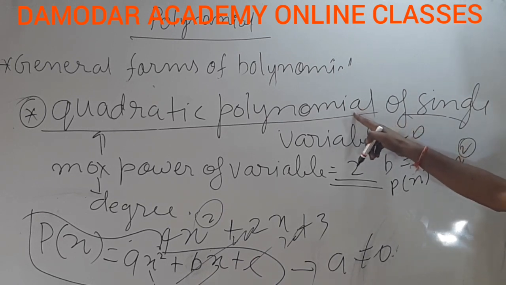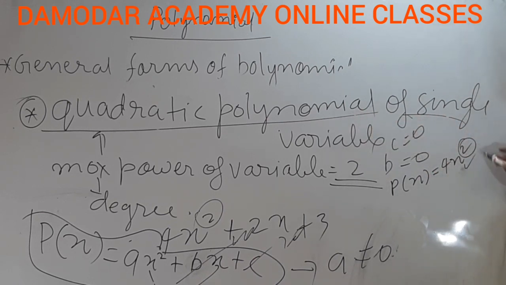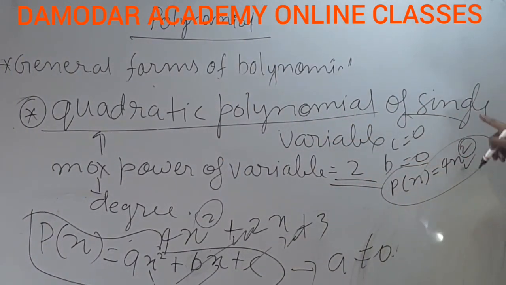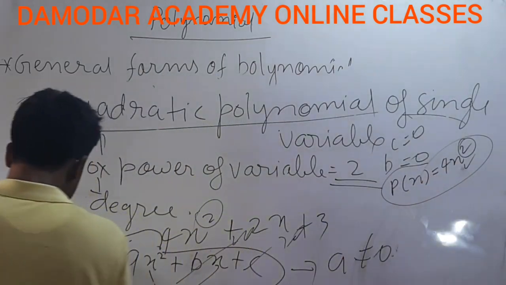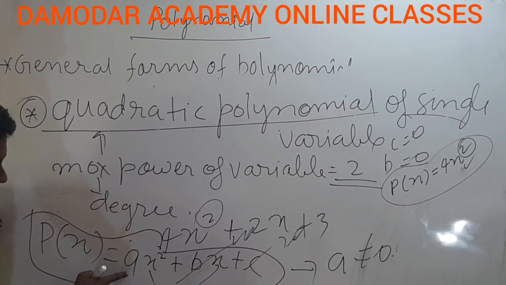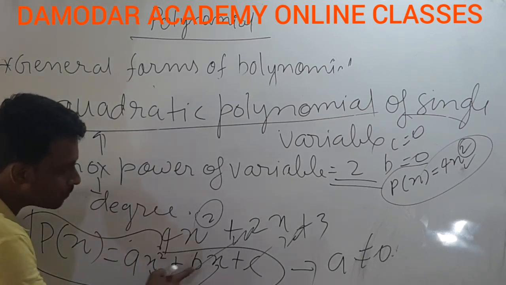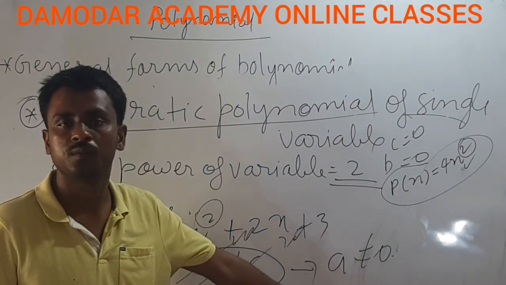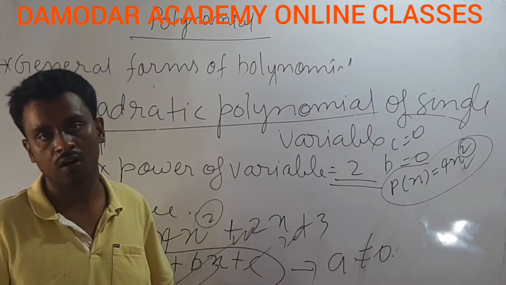Now we check the number of variables. The variable is x, which means one variable. That means this is also a quadratic polynomial of a single variable. So always remember that a quadratic polynomial of a single variable has the general form ax square plus bx plus c, where a is not equal to 0. A is not equal to 0.